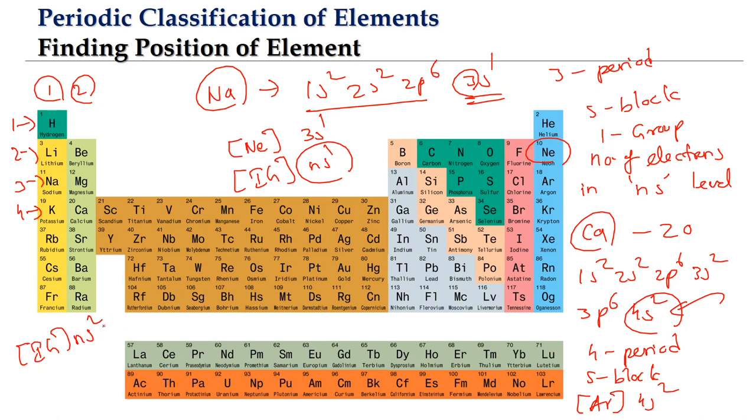So the group number will be given by the number of electrons in the ns level, same as the rule that we are using for the first group. Okay, so here we can see ns level means 4s level of calcium has got how many electrons? 2 electrons. So group number will be 2. So we can see calcium belongs to second group.